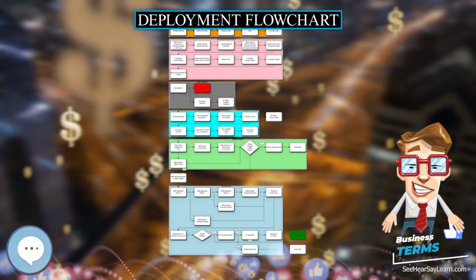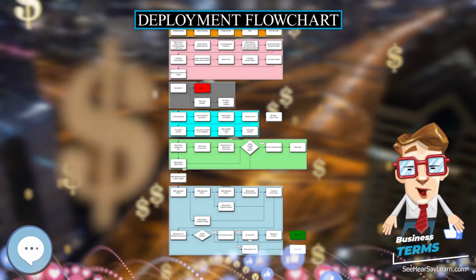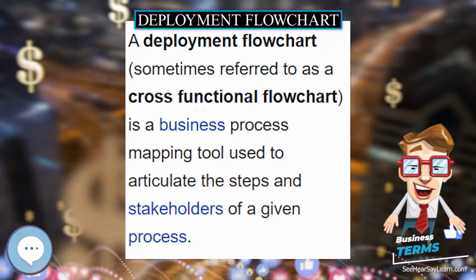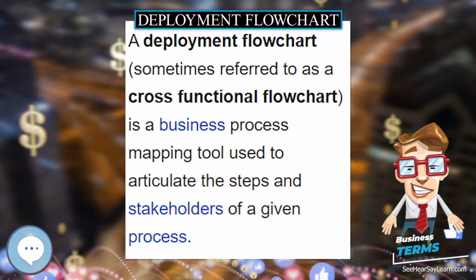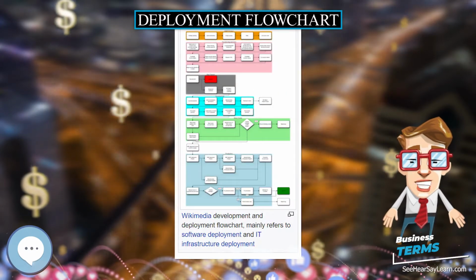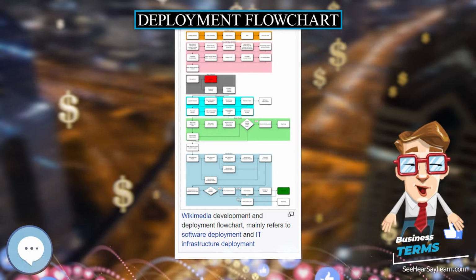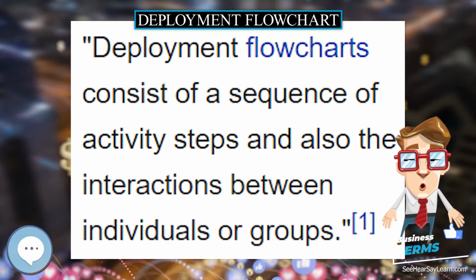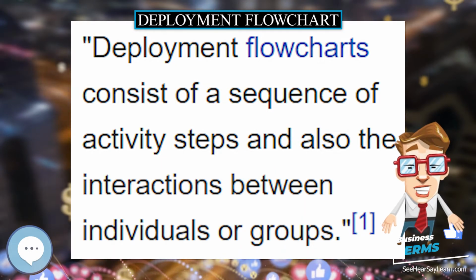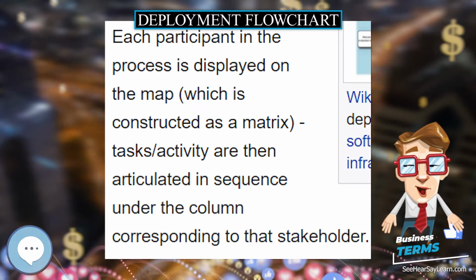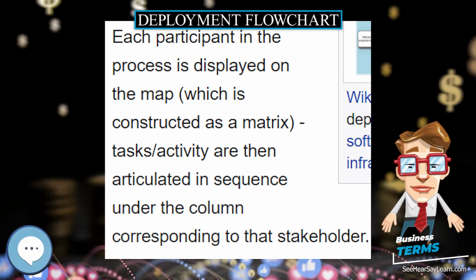Deployment flowchart. A deployment flowchart, sometimes referred to as a cross-functional flowchart, is a business process mapping tool used to articulate the steps and stakeholders of a given process. Deployment flowcharts consist of a sequence of activity steps and also the interactions between individuals or groups.